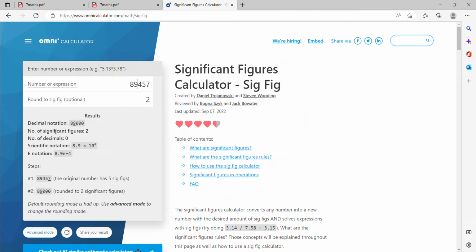So for example, if I put 89,457 and they say round to two significant figures, that's like saying round to the nearest 1,000, okay? So as you can see, the result is here, 89,000. We look at this 4, and it's kind of like we circle this 89 and say, should it go up to 90 or should it stay at 89? Is this 4 bigger or smaller than 5? Well, it's smaller, so we stay at 89, so the answer is 89,000.